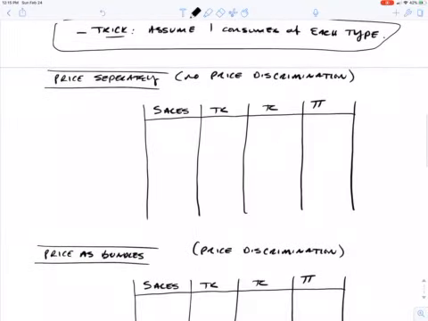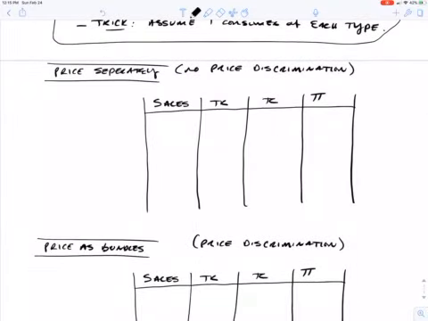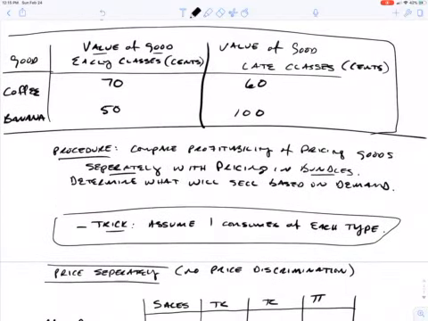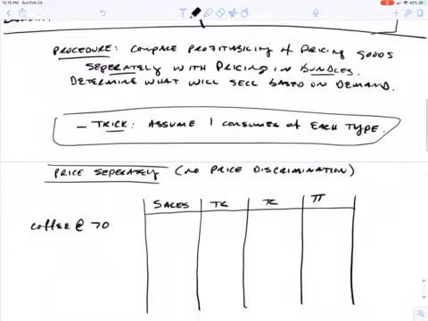So the first thing I'm going to do is look at pricing separately. I know I'm selling coffee and bananas, so I just need to assign a price to each of these goods. So let's start by pricing coffee. And let's price coffee at 70 cents, which is the willingness to pay for the high value person in the early classes.